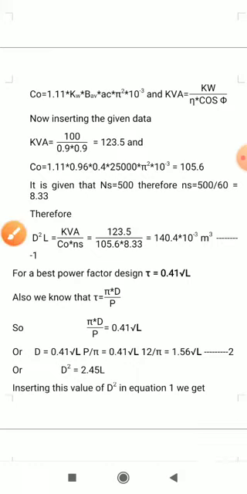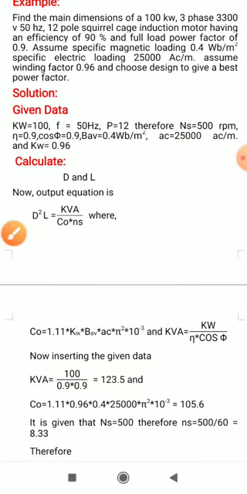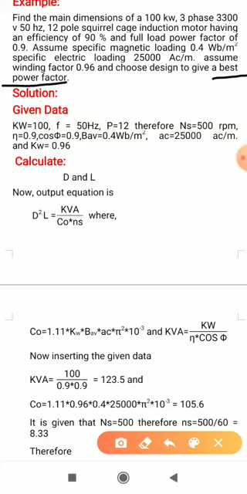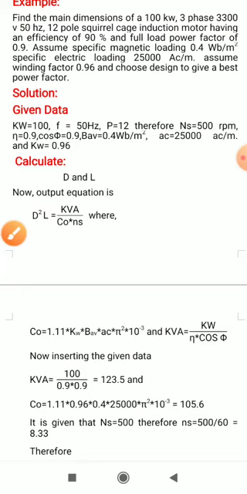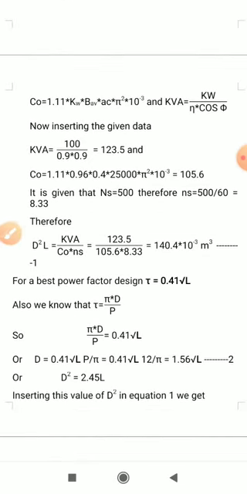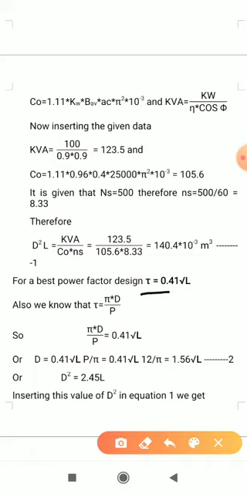And while separating this, we need to take one thing under consideration, that we need to find the D and L which gives the best power factor. And I have already told in lecture 3 that the condition for the best power factor is tau equals 0.41 into under root L. So, if you take this value of tau, then the D and L we get by this consideration will give the best power factor design.